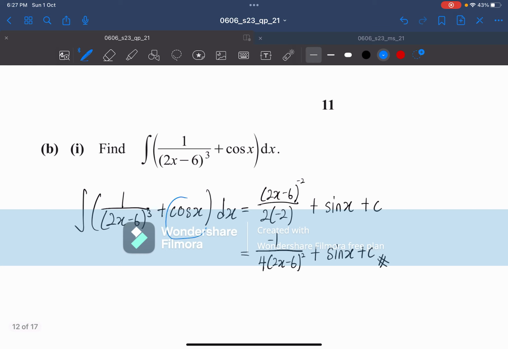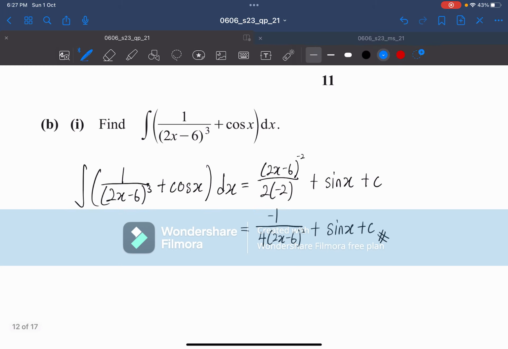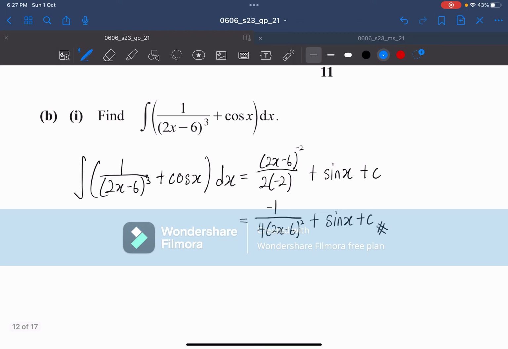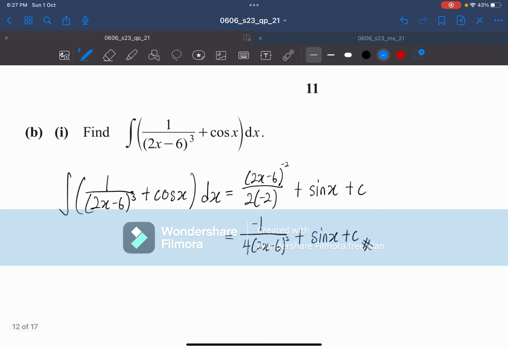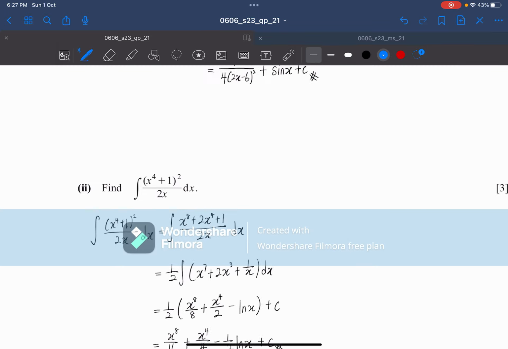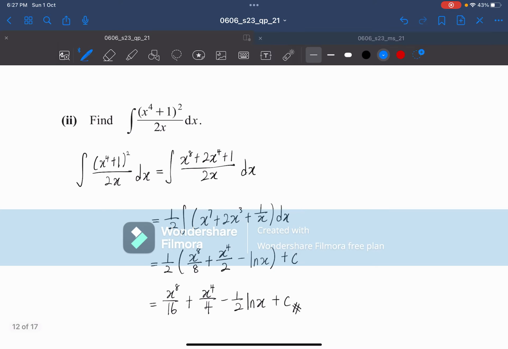Also, you have to note that cos x integrated is sine x and not negative sine x. So once you integrate it properly, you should be able to get the answer, which is negative 1 over 4 multiplied by (2x minus 6) squared plus sine x plus c. Don't forget plus c.